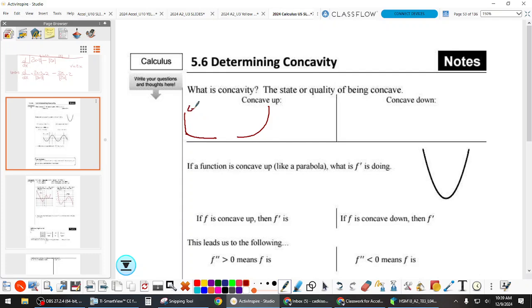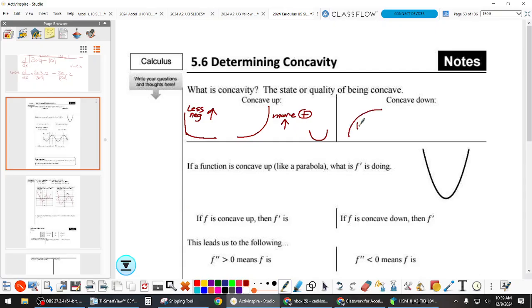This slope is getting less negative, but that means it's increasing, right? This slope is getting more positive, but that also means it's increasing. And so if you think of just a parabola, it's a perfect illustration of both, okay? Both sides.